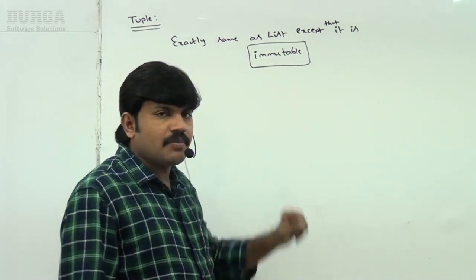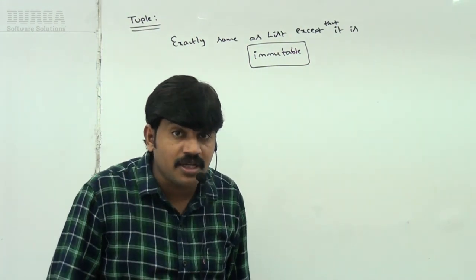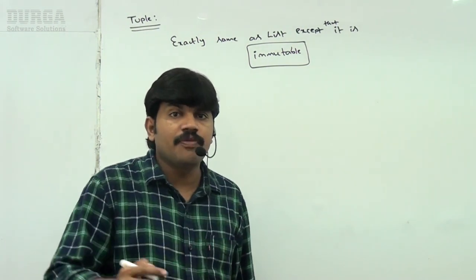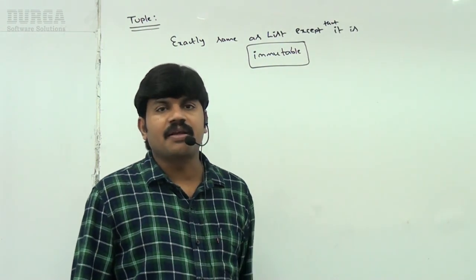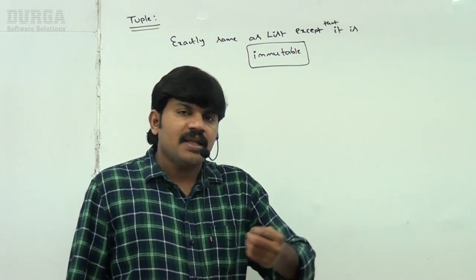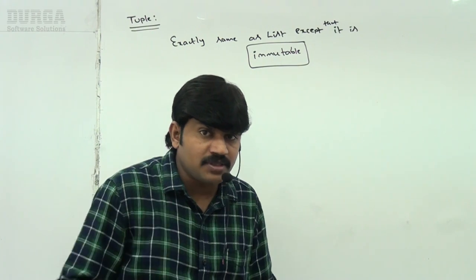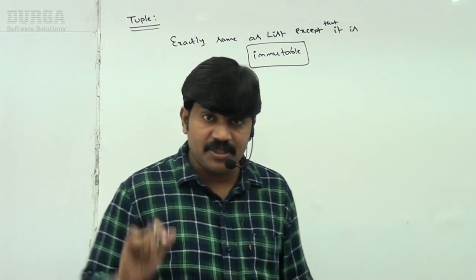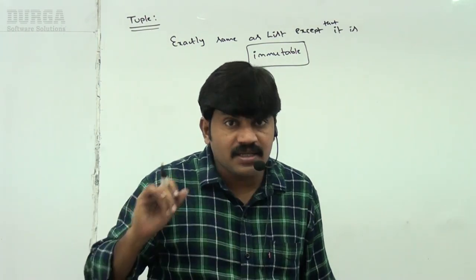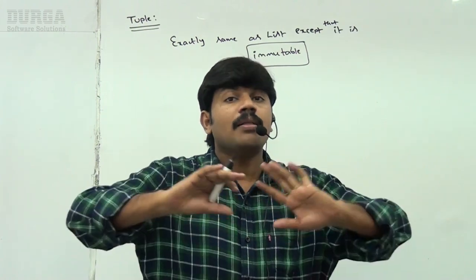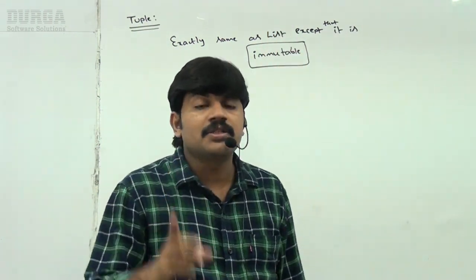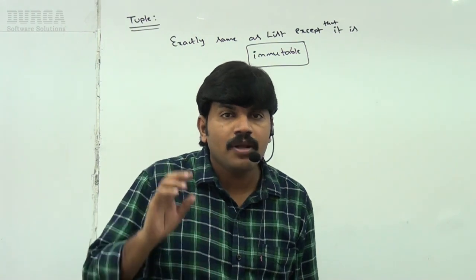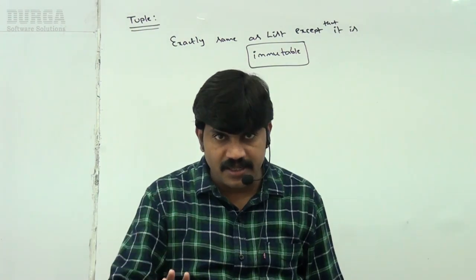This nature is nothing but immutable. If by mistake you try to replace, add, or remove something, such options are not available in the case of tuple. Except for that, all the remaining properties are the same. Insertion order will be preserved, indexing is applicable, slicing is applicable, duplicates are allowed. The only difference is list is mutable, but tuple is immutable. Is it clear for all of you?